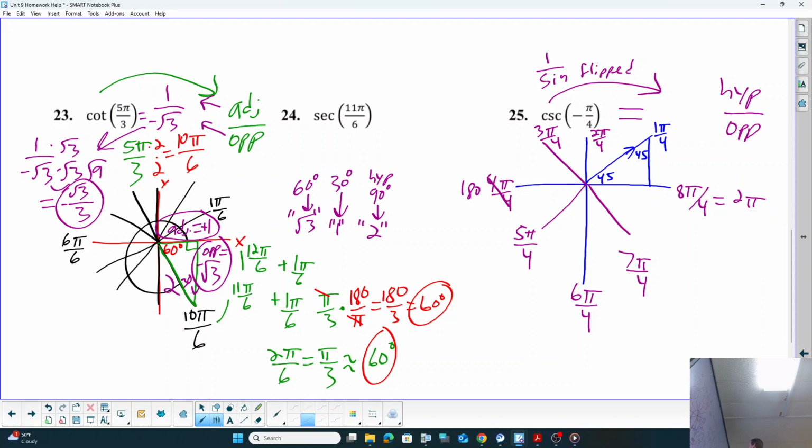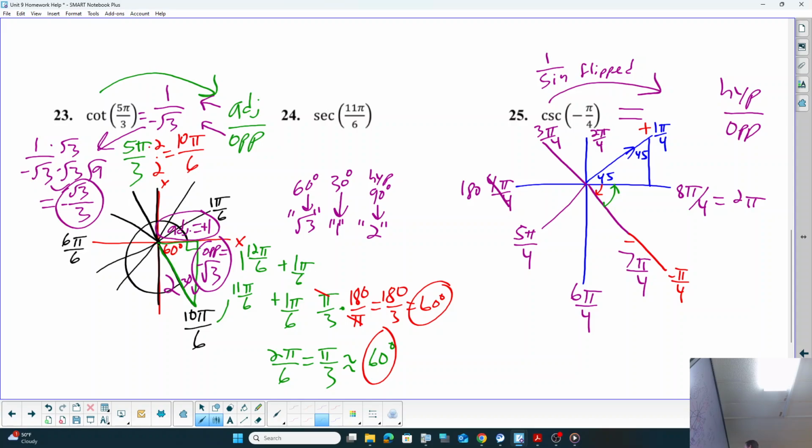So positive pi over 4 is that way. So now we're going to go down. We're going to go ahead and go down negative pi over 4. And so this angle right here is going to be a negative pi over 4. And so what's the reference angle then? It's the same thing, going that direction.